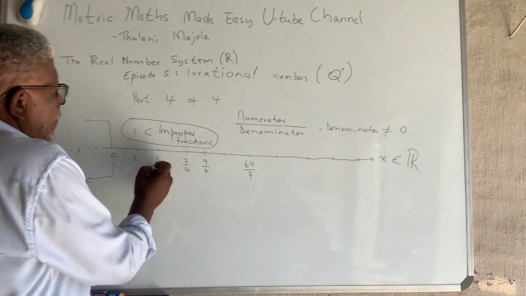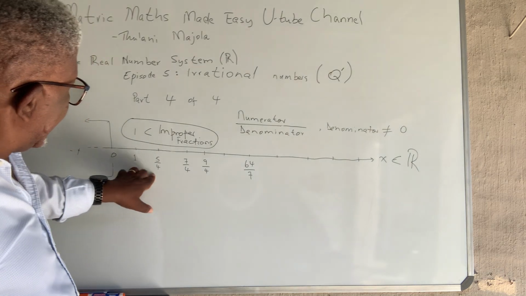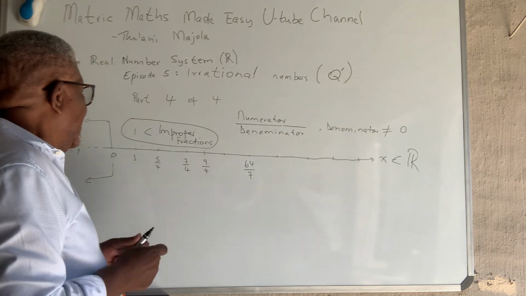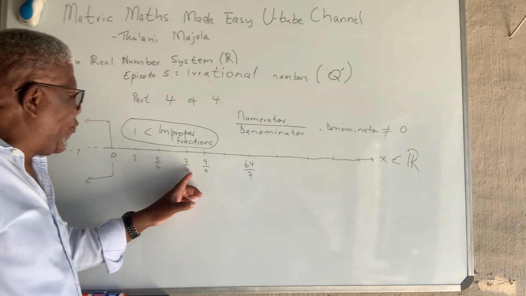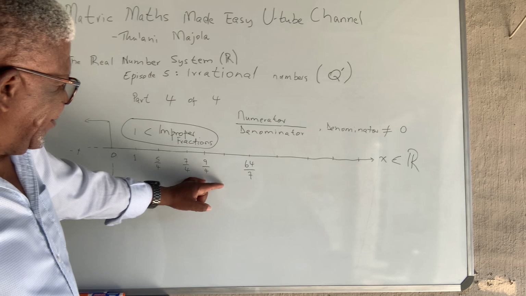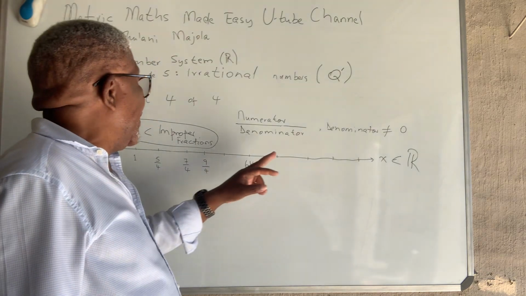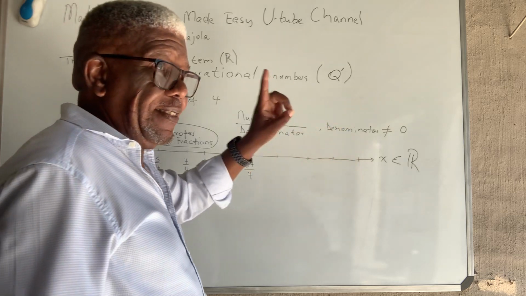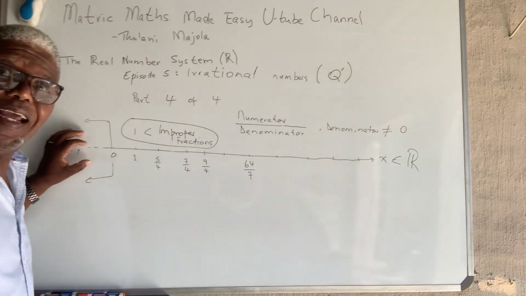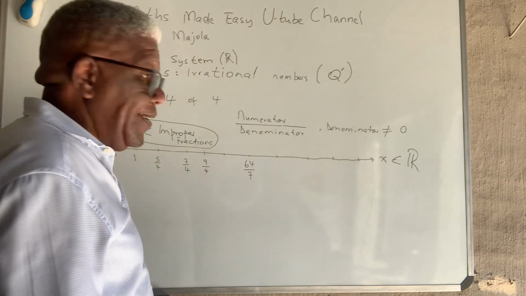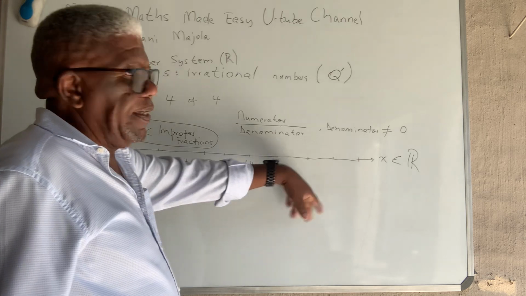So I've got 5 over 4, which is an improper fraction because the denominator is less than the numerator. Then 7 over 4, 4 is less than 7. 9 over 4, the denominator is less than the numerator. But the denominator can never be 0. Please know that we don't do that in maths. It's undefined. It's like taking the square root of a negative also. We don't do it yet. So we've got 9 over 4, and then we've got 64 over 7, etc.